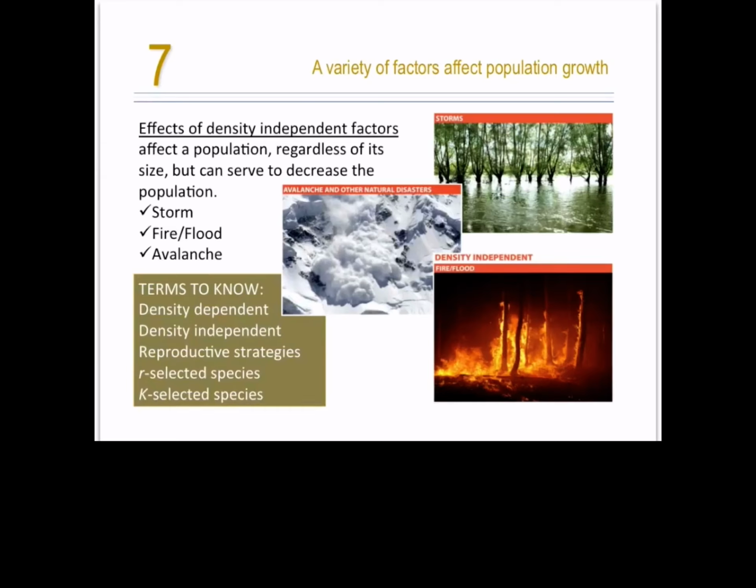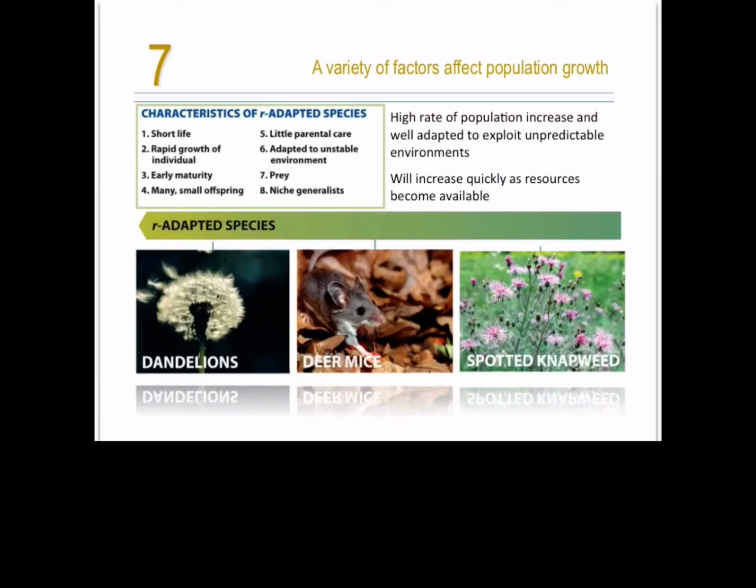Organisms can be grouped by their reproductive strategies or reproductive success. These organisms shown here, dandelions, deer mice, and spotted knapweed, are what are considered r-adapted species. The r stands for reproductive. So these are organisms that have high reproductive success and high rates of population increase. They are well adapted to exploit very unpredictable environments. These are considered niche generalists, meaning that they can live basically anywhere in the ecosystem because they're well adapted to change their habits to adapt to whatever place they're in.